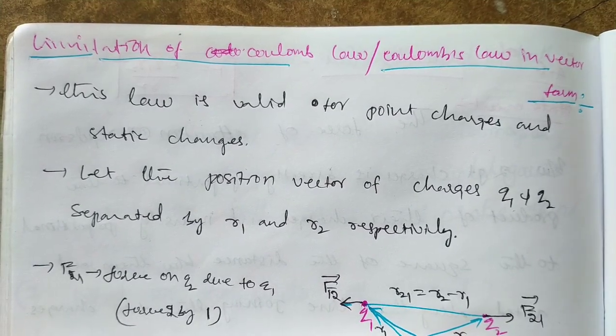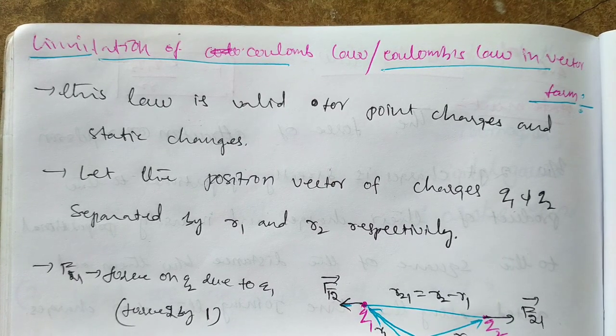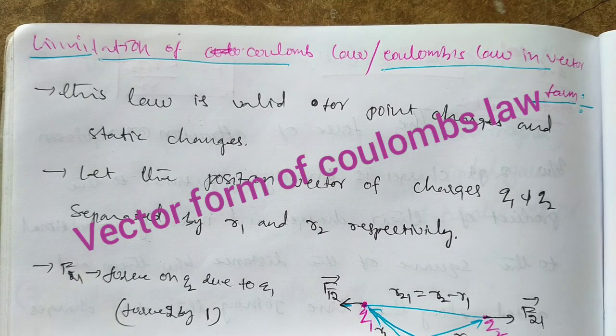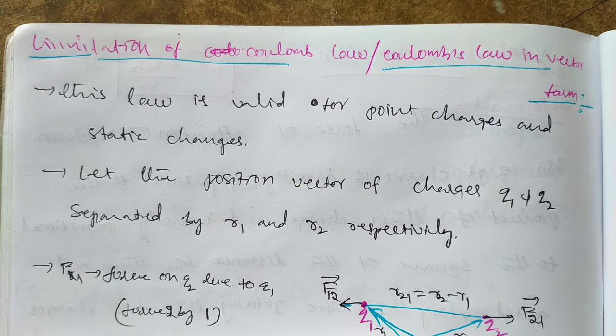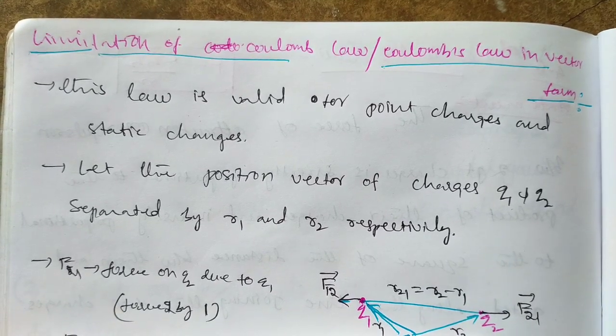Now we will discuss the limitation of Coulomb's law and the vector form of Coulomb's law. Coulomb's law is valid only for point charges or static charges. Point charges means the size of the body is very small compared to the distance between the two charges.